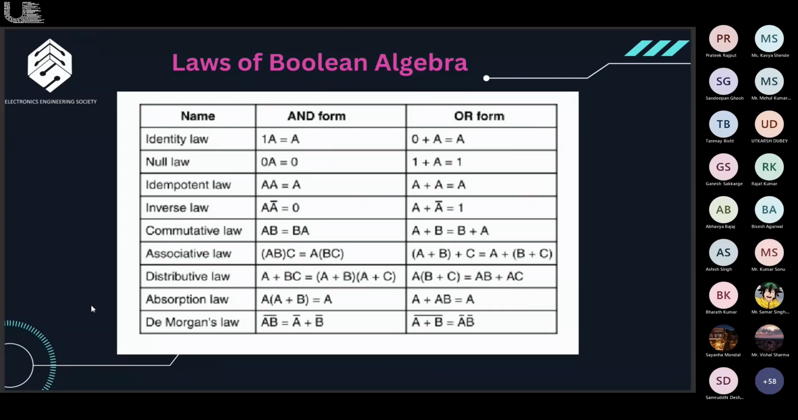These are the laws of Boolean algebra, which we will use to simplify Boolean expressions. These are fairly easy to prove. If you draw the truth table, you can easily see that all these laws hold true.